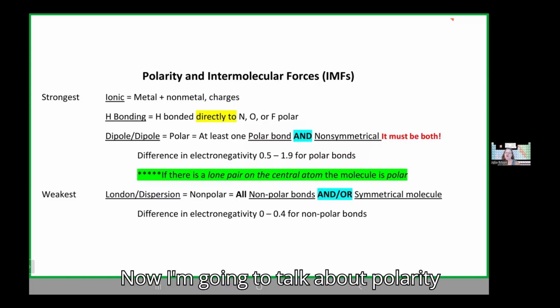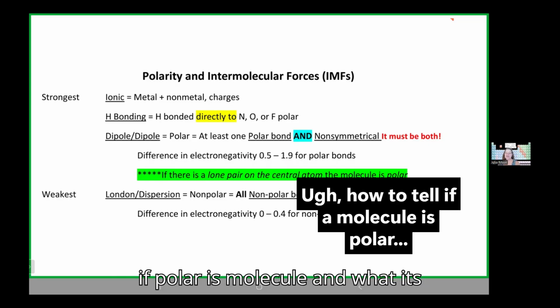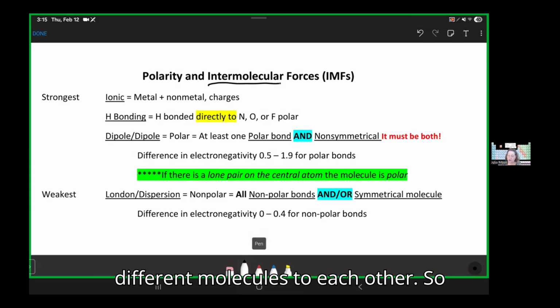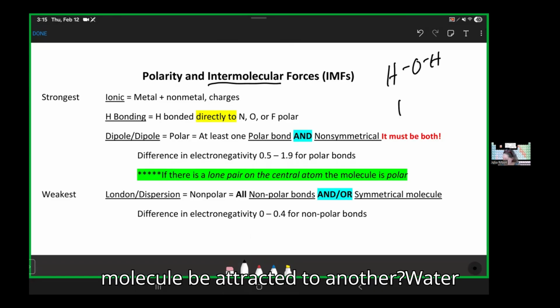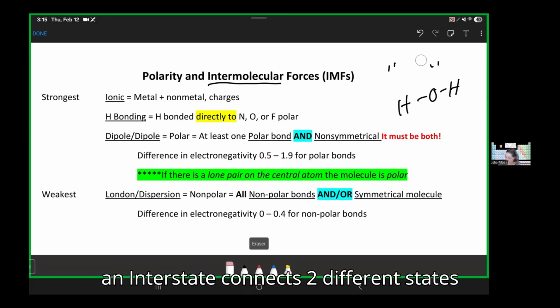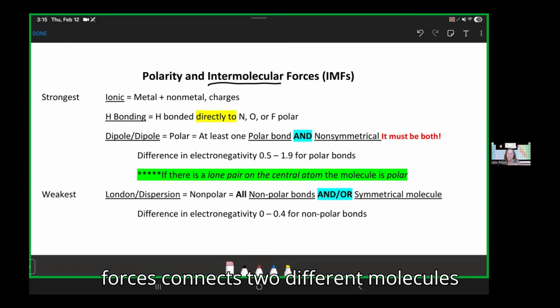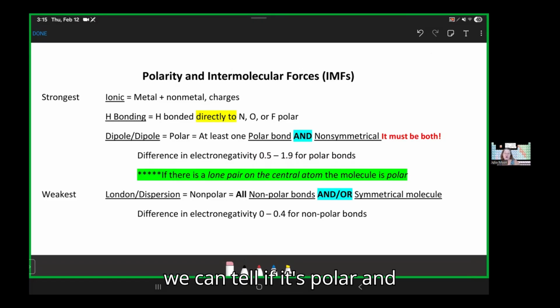Now I'm going to talk about polarity and intermolecular forces, how to tell if a molecule is polar and what its intermolecular forces are. Intermolecular forces, inter connects 2 different molecules to each other. So it's like what would make one water molecule be attracted to another water molecule. Like an interstate connects 2 different states to each other, intermolecular forces connect 2 different molecules to each other. And from that we can tell if it's polar or nonpolar.